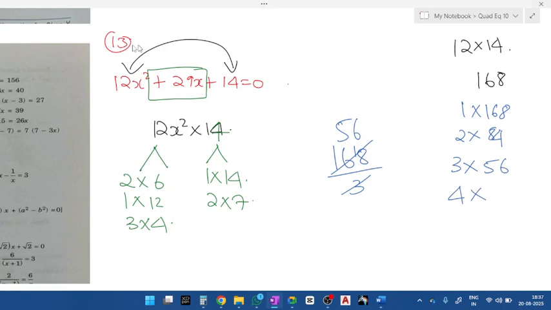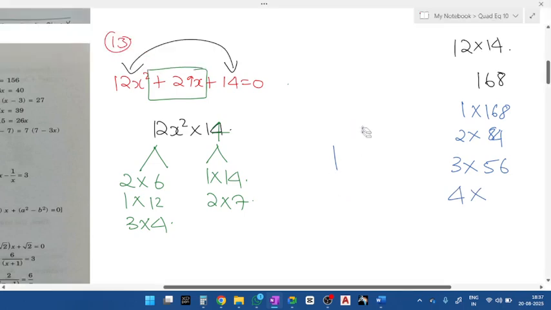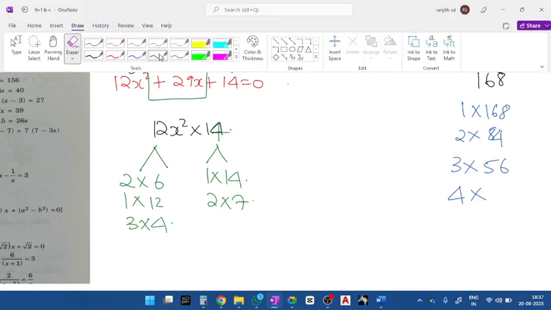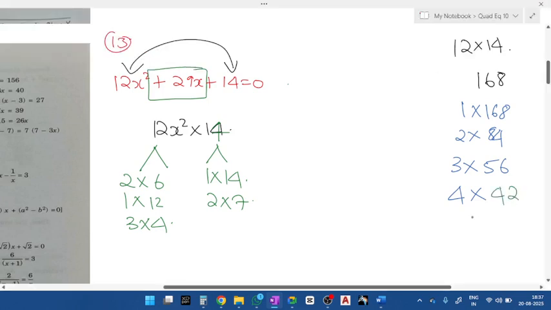4 into 52. 5 doesn't go. Even 6 doesn't go, right? 7 into. Yes. Into 28. Next. 7 into.